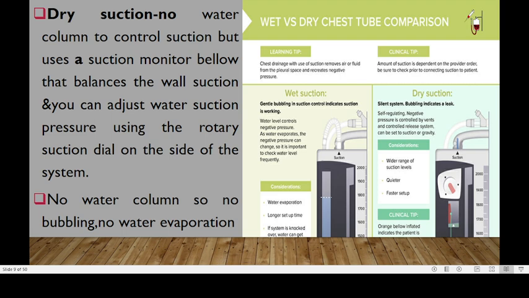No water for evaporation, so this is not a concern here. With the dry suction, you're going to find that it is a more silent system because there is no bubbling, okay? And if there is bubbling, it could indicate a leakage. It's self-regulating, and negative pressure is controlled by vents and a controlled system. The controlled system can be suction or gravity. So this one is more quiet compared to the wet, which will be noisy.